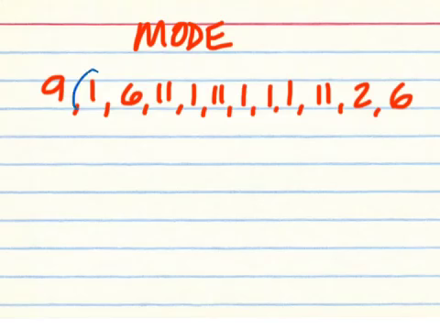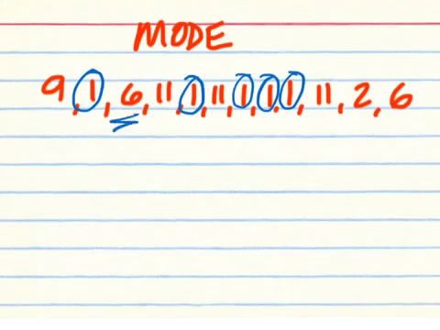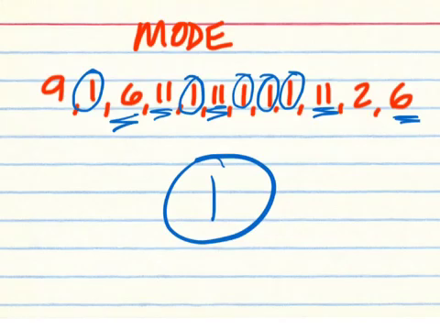In this list, we have 1, 2, 3, 4, 5 1s, and then a pair of 6s, 3 11s, a 2, and a 9. So clearly the 1 is going to be the one that shows up the most number of times. Mode is 1.